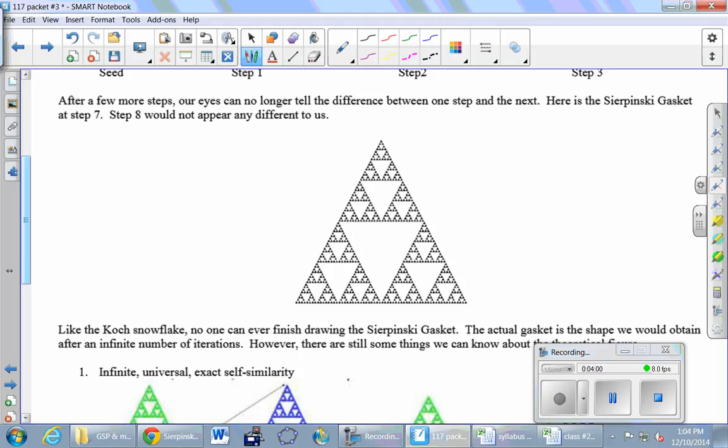Okay, so there it is after step 7, and there's still plenty of stuff to take out. Lots of little triangles there that you can cut things out of.